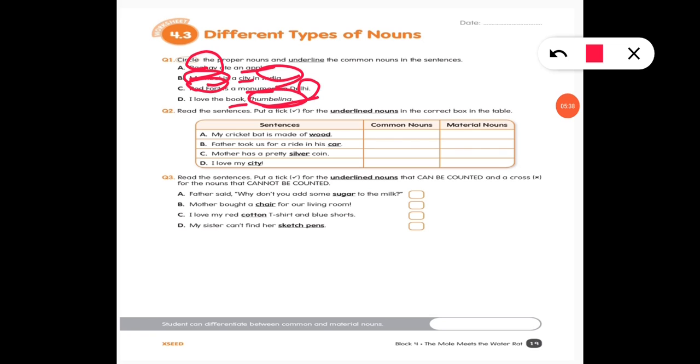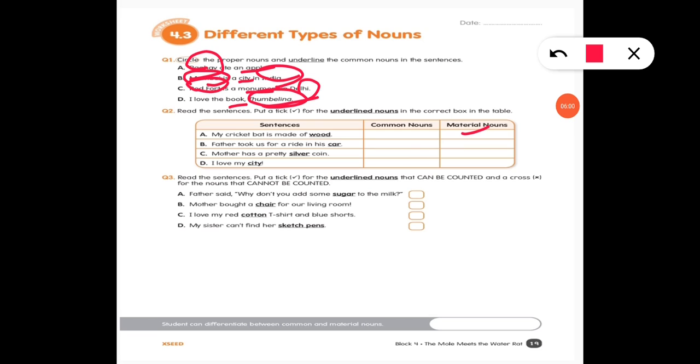There is question 2. Read the sentences, put a tick and underline nouns in the correct box. So यहाँ पे underline हैं कुछ nouns, उनको आपको which kind of noun is this, you have to tick in the table. Here is a table also. So A part, my cricket bat is made of wood. So wood is which kind of noun? Material noun. तो material को tick करोगे.